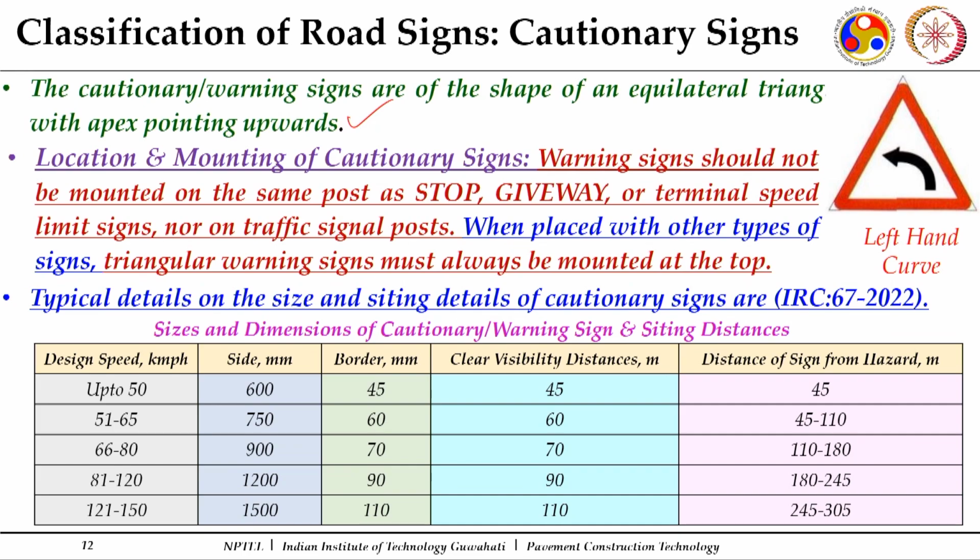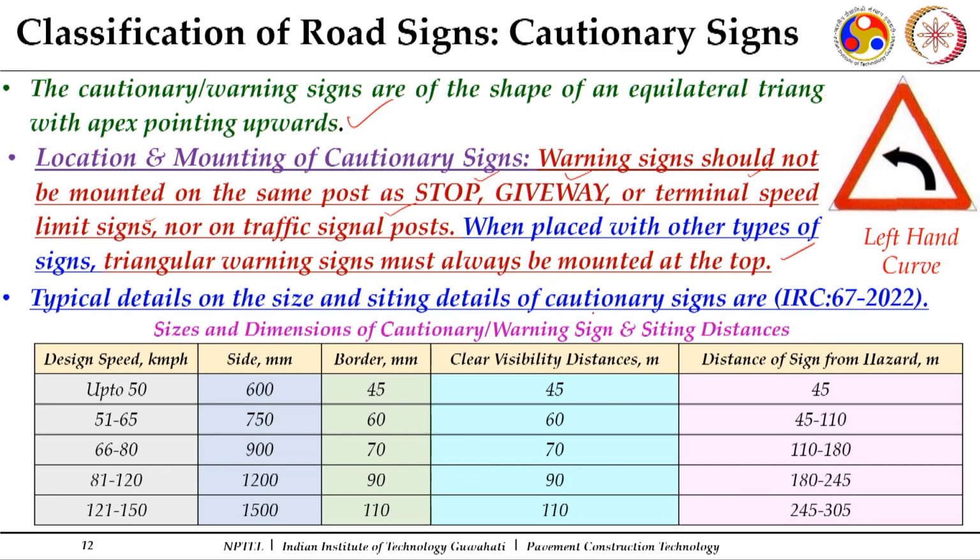Location and mounting of cautionary signs. As mentioned earlier, warning signs should not be mounted on the same post as stop, give way or terminal speed limit signs, nor on a traffic signal post. When placed with other types of signs, triangular warning signs must be mounted at the top. Specifically, we prefer them to be mounted on the top in that case.